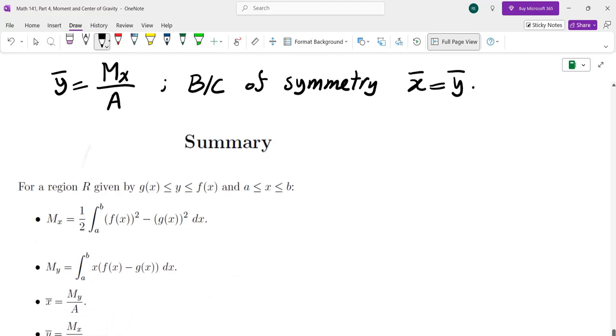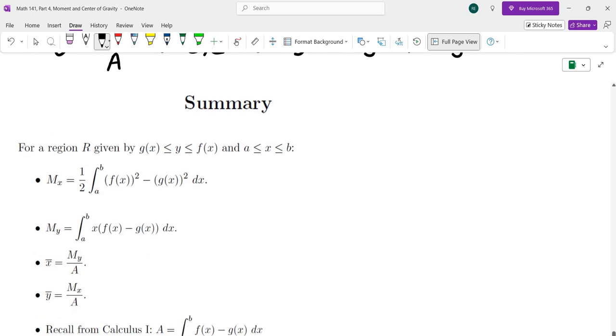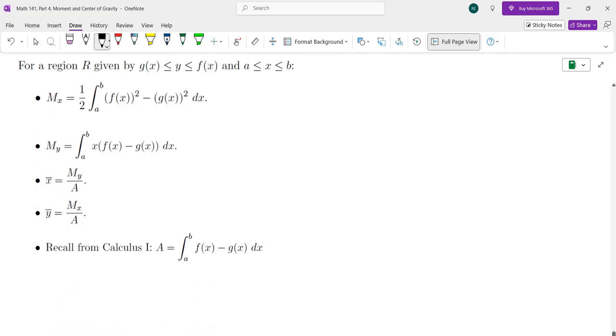So to summarize, this is what we learned in this video: we can find the moment of the region between y equals f of x and y equals g of x, and x between a and b, by these formulas. So moment with respect to x is 1/2 integral from a to b of f of x squared minus g of x squared. Moment with respect to the y-axis is integral from a to b of x times f of x minus g of x, and x bar is always m sub y divided by area. Y bar is always m sub x divided by area. And from calculus 1, we know that area is the integral of the difference of the two functions.